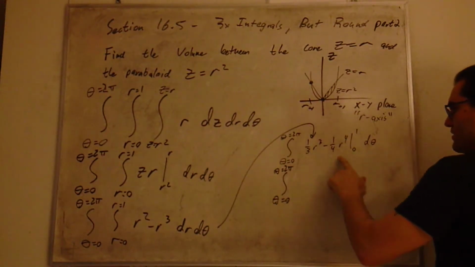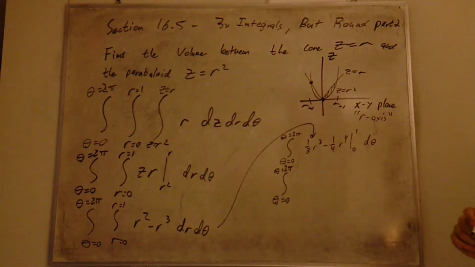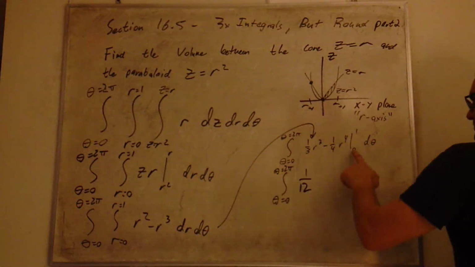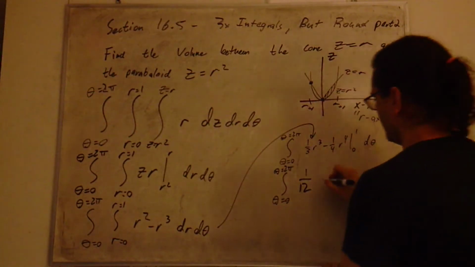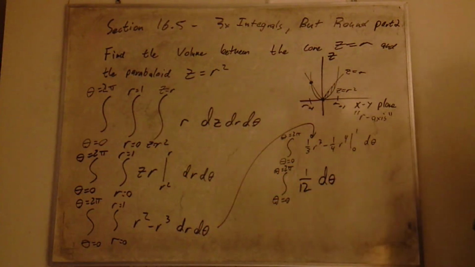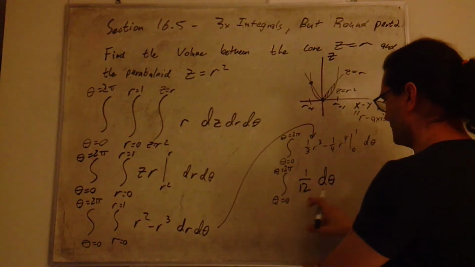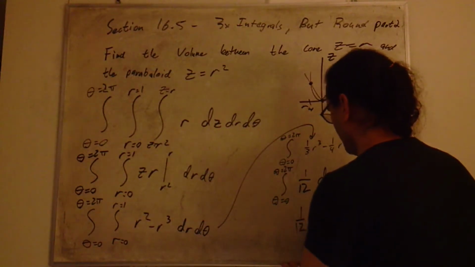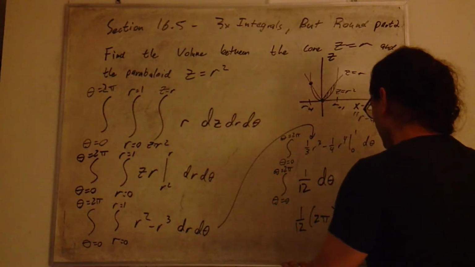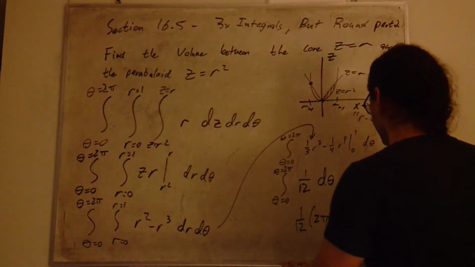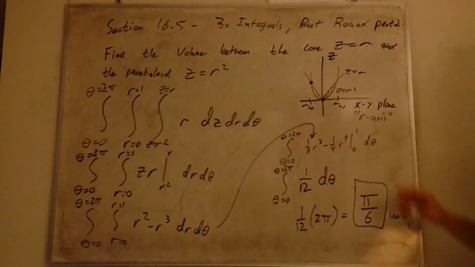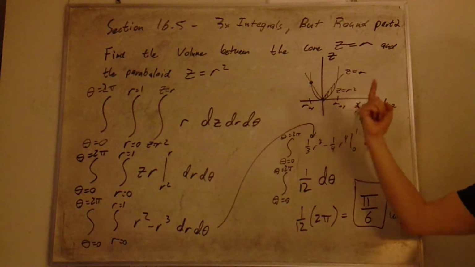This is going to be 1/3 minus 1/4, I think should leave us with 1/12. And when we plug in 0 we get nothing, so this is just 1/12 d theta. And then of course when we evaluate the constant d theta from 0 to 2 pi, you're effectively just multiplying this thing by 2 pi, and we get pi over 6 cubic units is the volume of this shape.